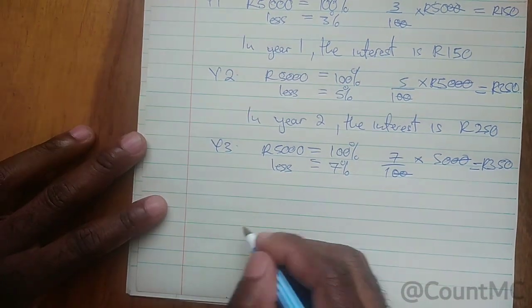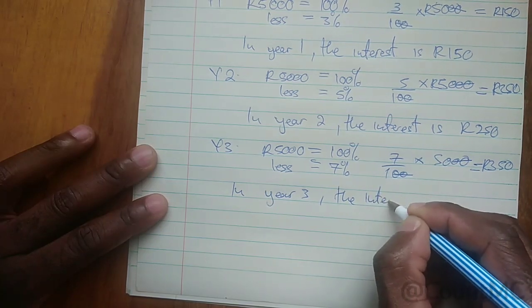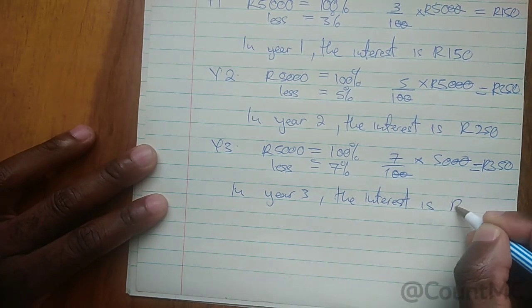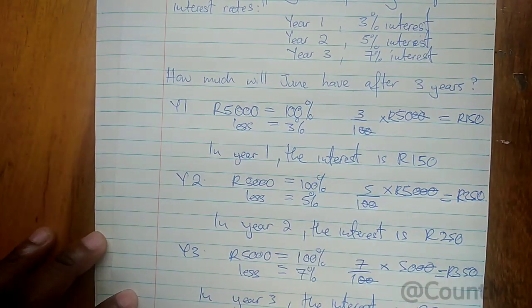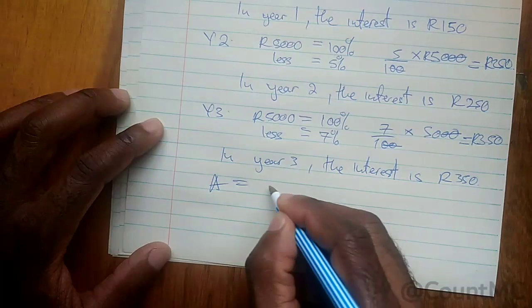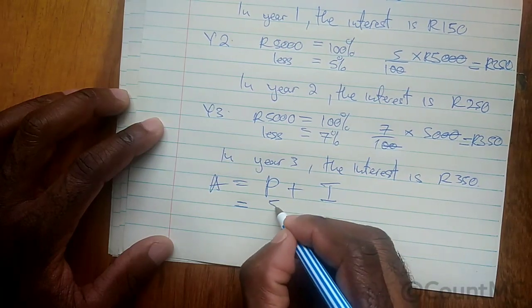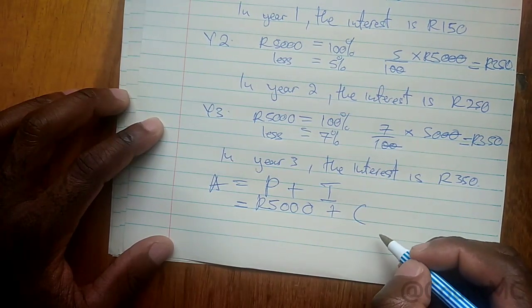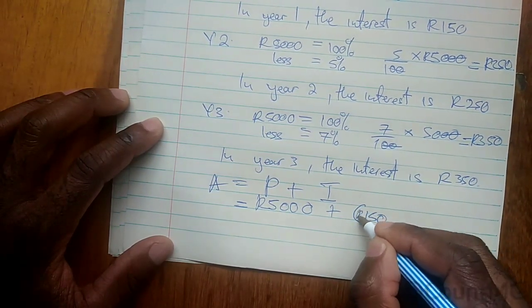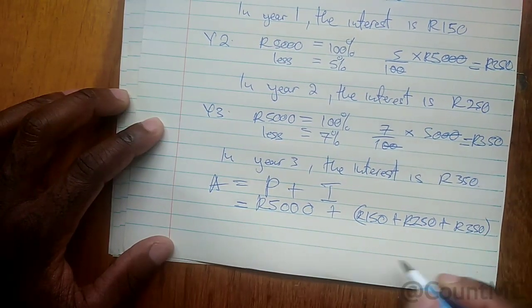This is 350 rands. So in year 3, the interest that was generated only in year 3 is 350 rands. So the question, how much would June have after 3 years? We say amount is equal to principal plus interest. So amount equals the principal, June deposited 5,000 rands, plus the total of the interest, that's 150 plus 250 plus 350 rands.